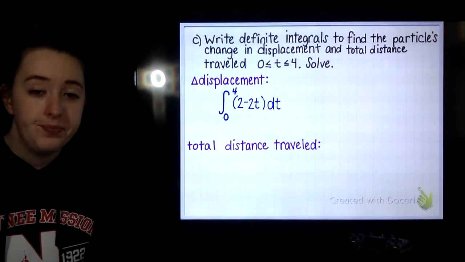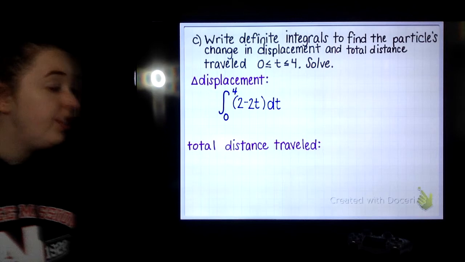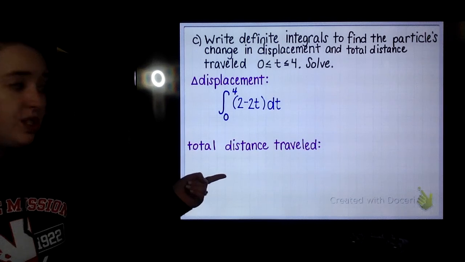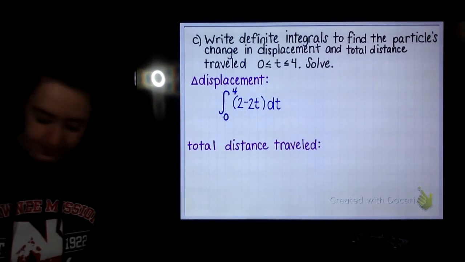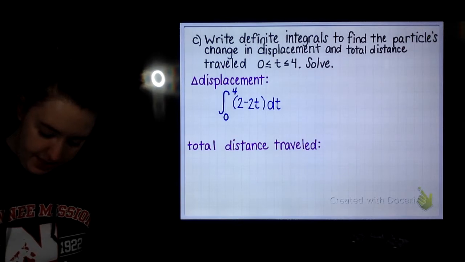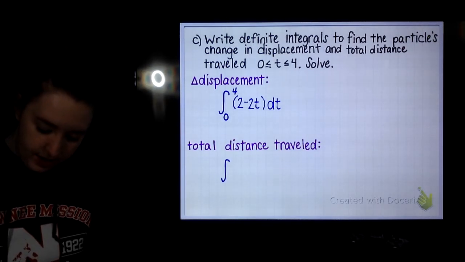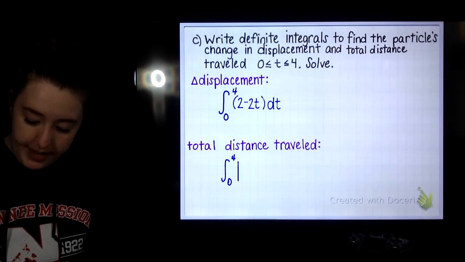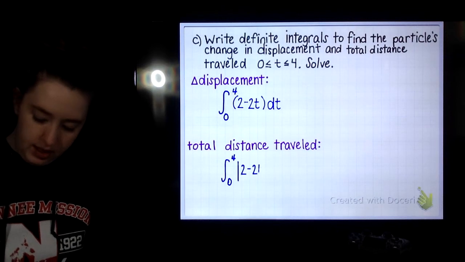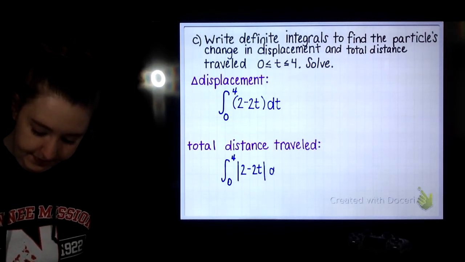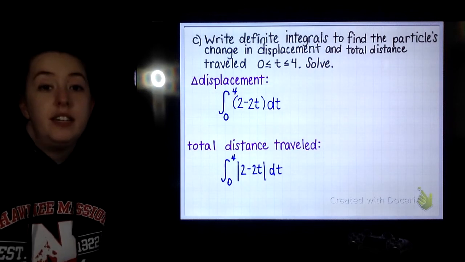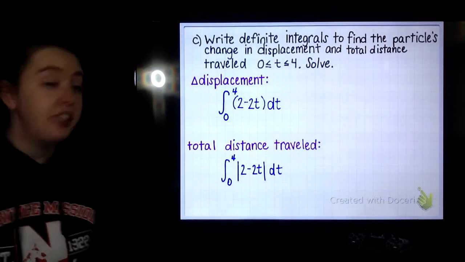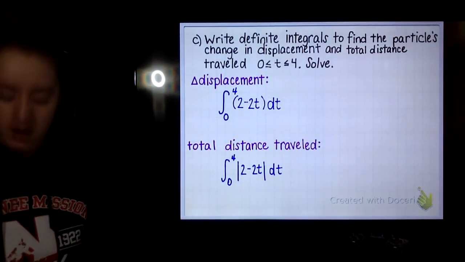Good deal. Now for the total distance traveled, the only difference between these two is that this one had an absolute value on it. So it's the same thing, the integral from 0 till 4, but now I want the absolute value of 2 minus 2t dt. Good deal. Now we want to solve. So my advice is to go through and actually use your calculator on this one.